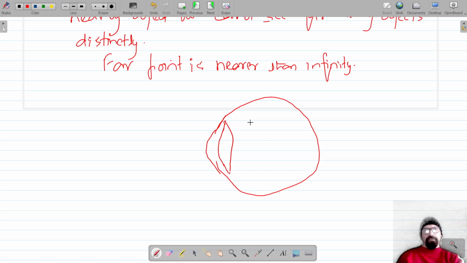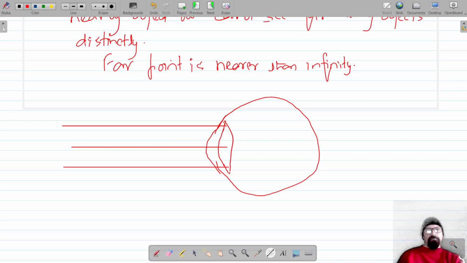So here, as I told you that the far point is nearer than the infinity, so let there be rays of light coming from infinity. So these are the rays of light coming from the infinity, and this lens, which is a sort of convex lens, is not able to converge them on the retina. Instead, it's converging them in front of the retina. So this is where the rays of light are converging in front of the retina, and the image is formed in front of the retina.